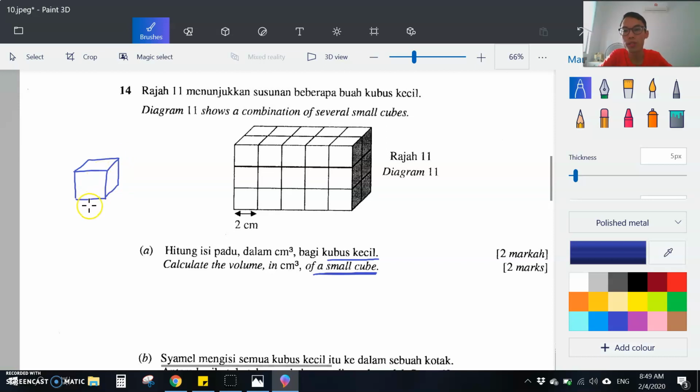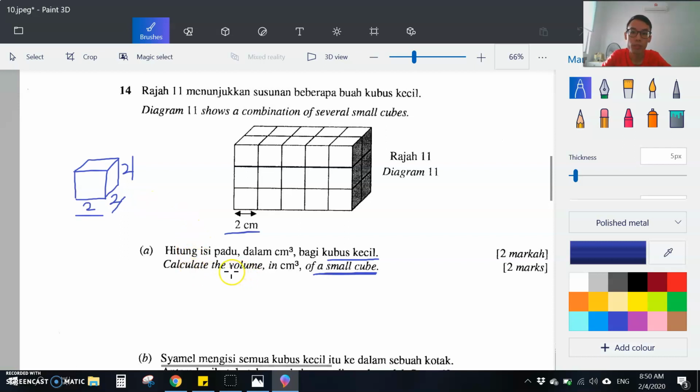Okay, for a cube, the length is the same as the width, is the same as the height. Okay, this is the cube. So if the question tells you that the length is 2 cm, that means the width is also 2 cm, the height is also 2 cm.